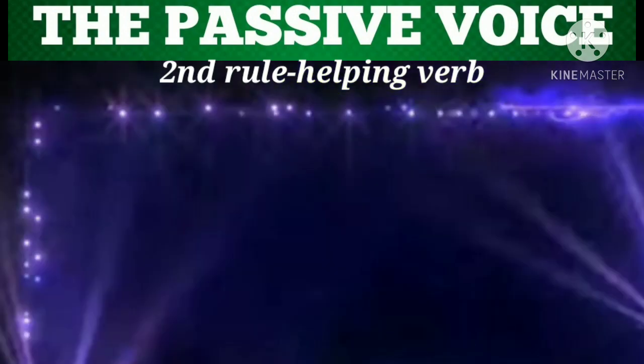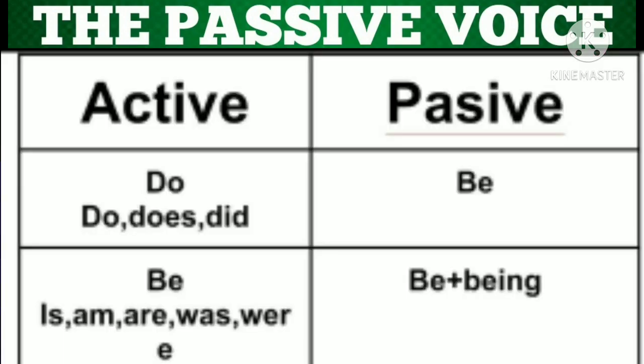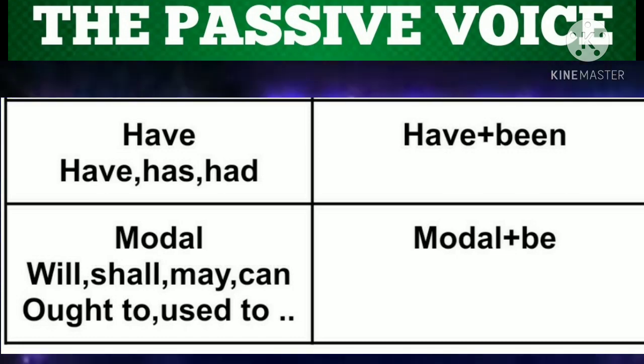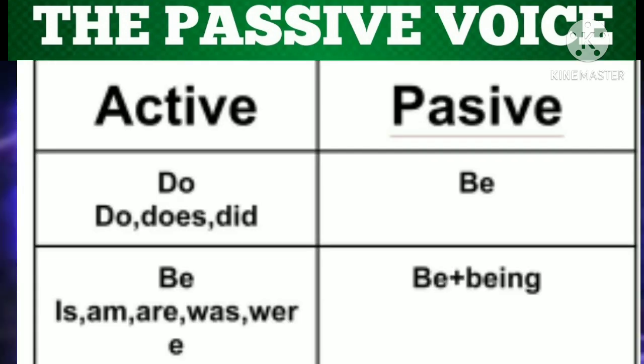Now the second rule about the helping verb. We have 4 types of helping verbs. I have given a table here. Mark it carefully: do form, be form, have form and modal form. If the active sentence is in do form, in passive, it will be be form. If the active sentence is in be form, that means am, is, are, was or were form, then in passive it will be be plus being, like is being, are being, was being, were being, etc.